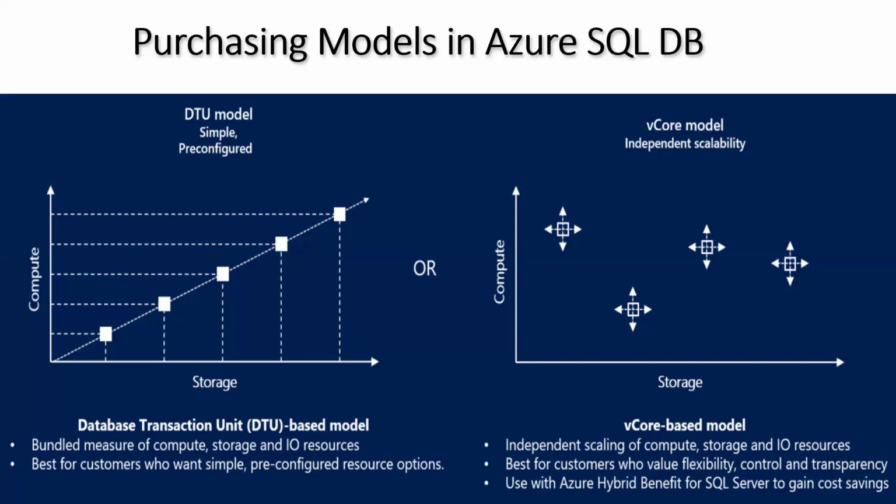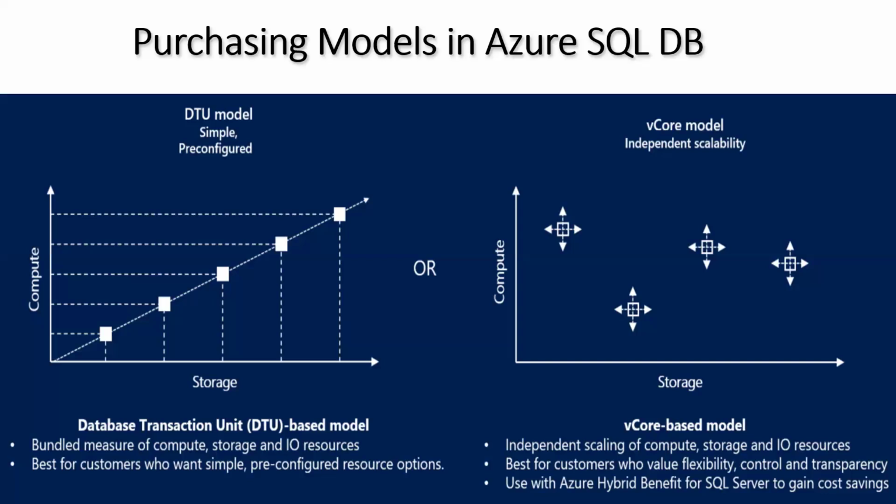And in the vCore database model, we have one more advantage: the Azure Hybrid Benefit option. If you already have a licensing model on-premises, you can make use of that licensing in Azure SQL so that your cost will be reduced. But that option is not available in the DTU. Okay, so you can explain it in this way.